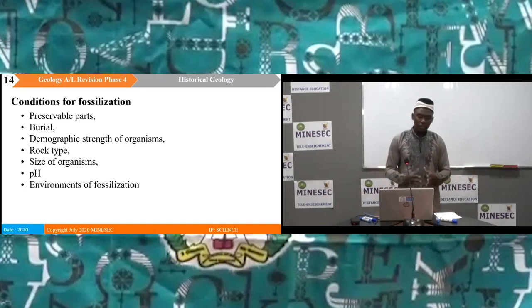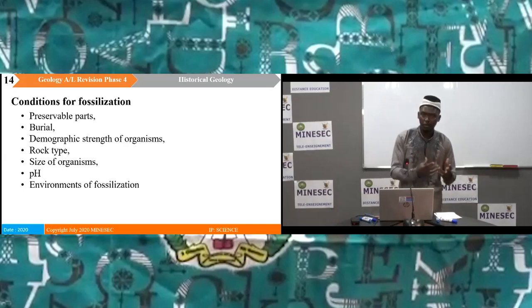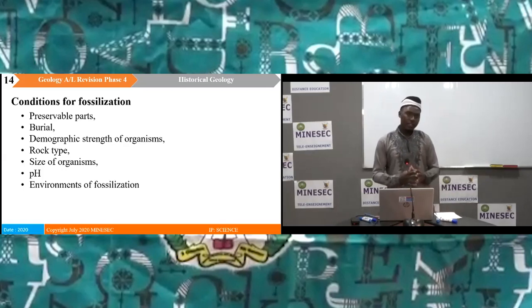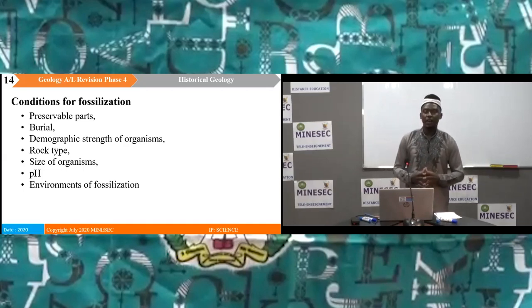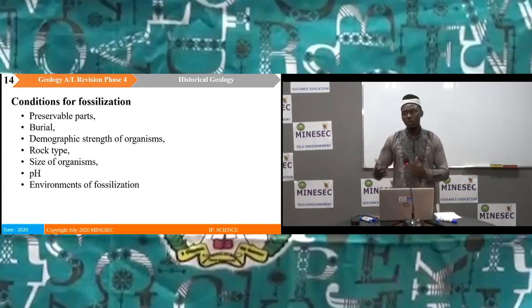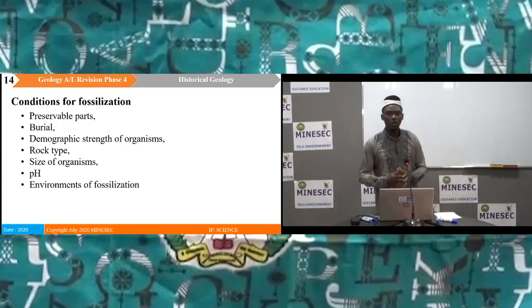We take environments of fossilization. Different environments show different strength of fossilizing organisms. Land, for example, the continental environment, is not a good environment of fossilization compared to marine environments. Even within the marine realm, different sub-environments show different strengths of fossilization.